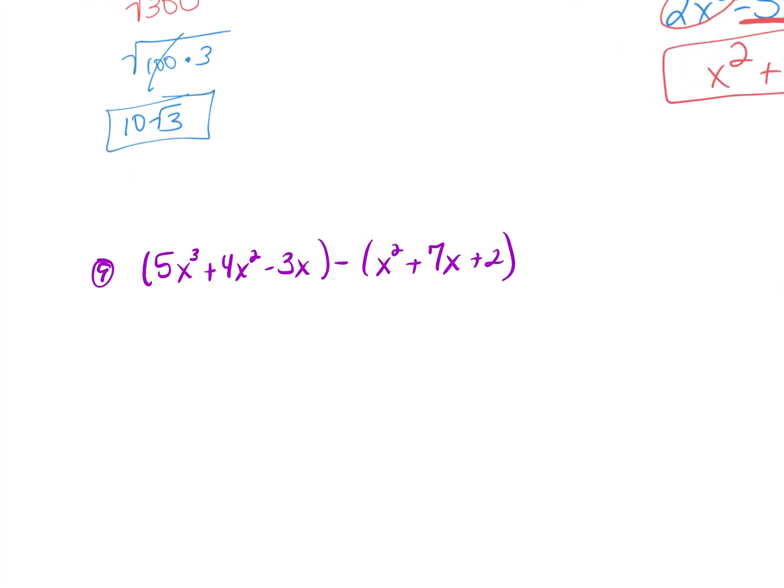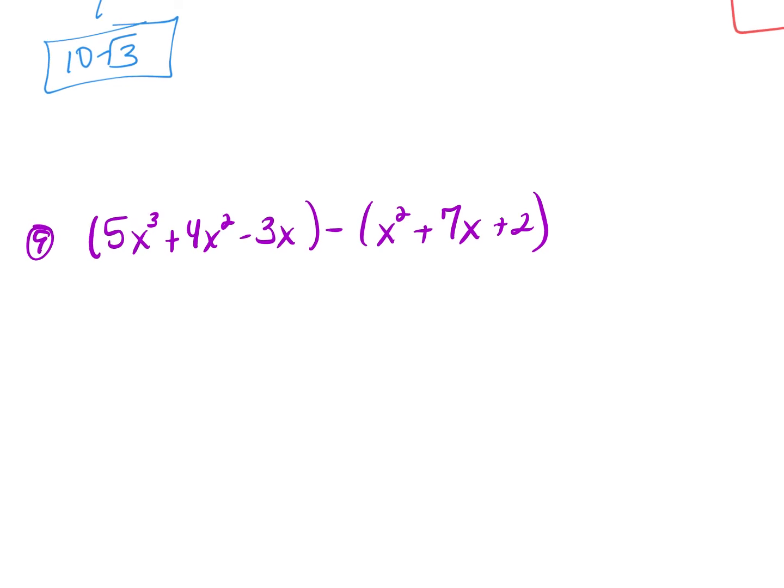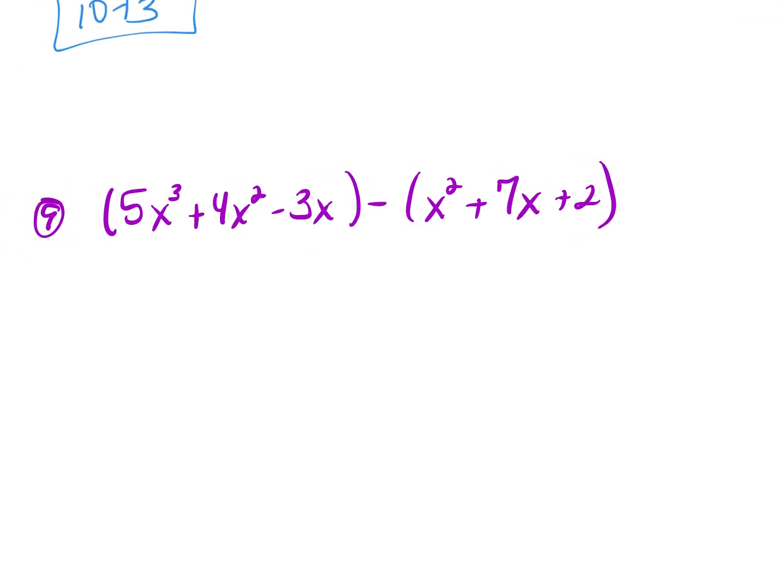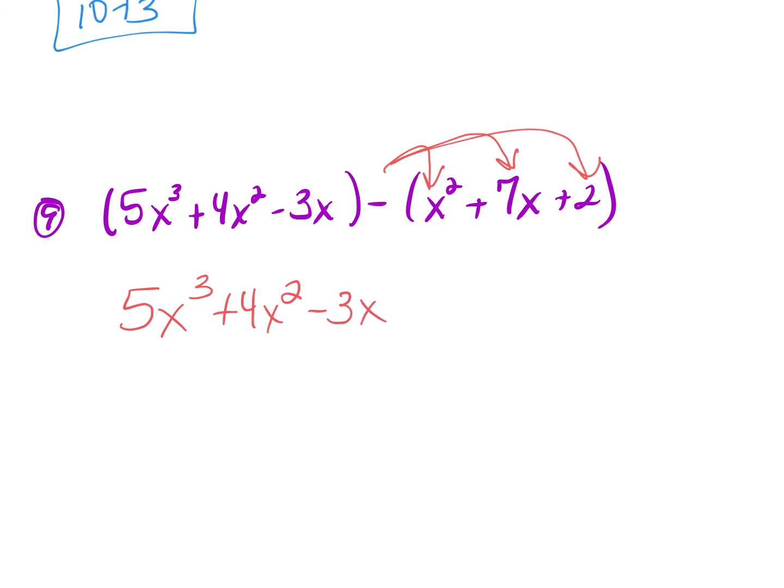All right, let's look at 9. What are we doing in 9? Adding, subtracting, or multiplying? Subtracting. So again, I have to take that negative sign and I have to distribute it before I can combine anything. So my first parenthesis stays the same. 5x cubed plus 4x squared minus 3x. Then I have minus x squared minus 7x minus 2. Agreed? Okay, let's go in standard form.